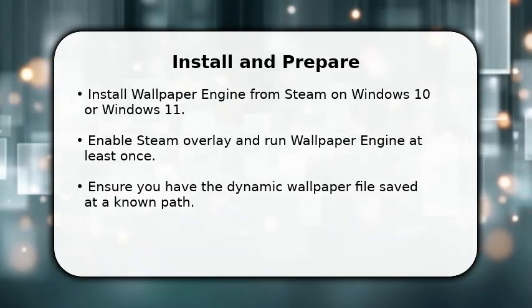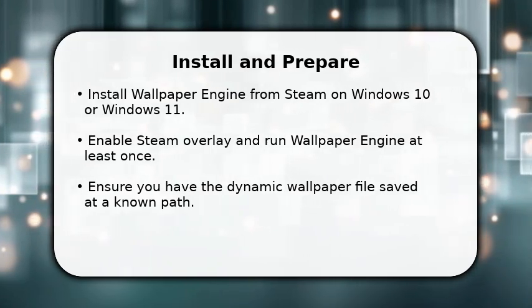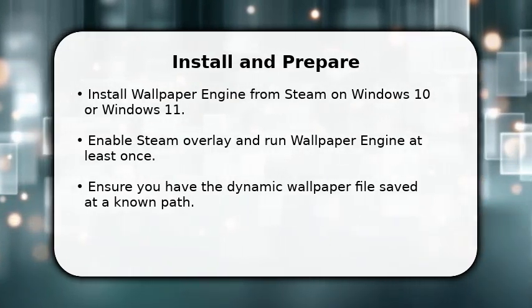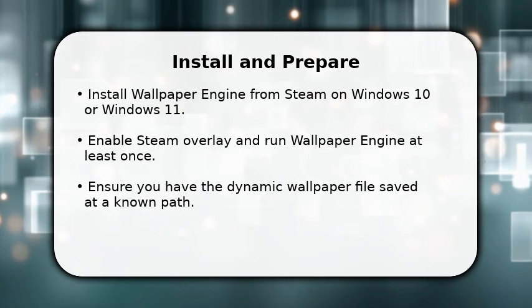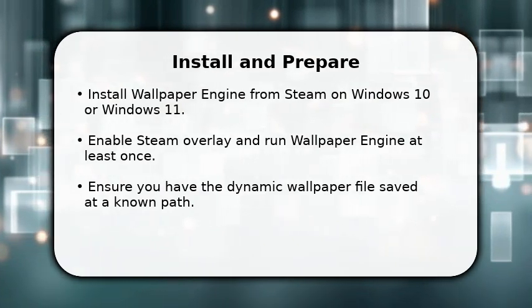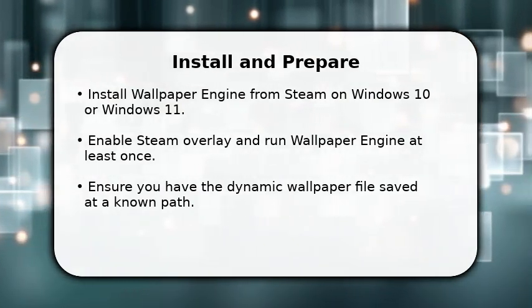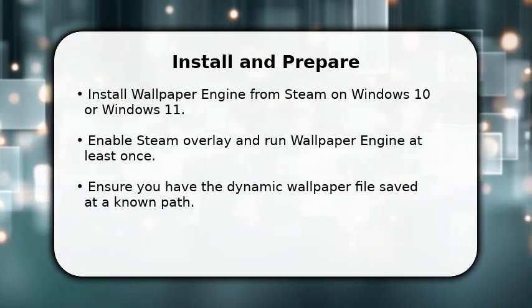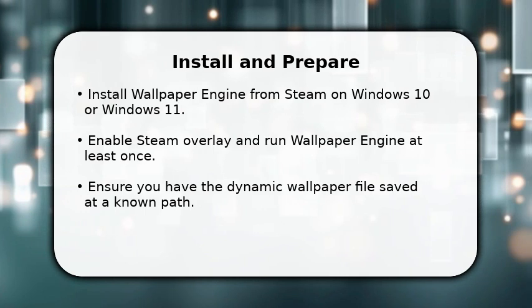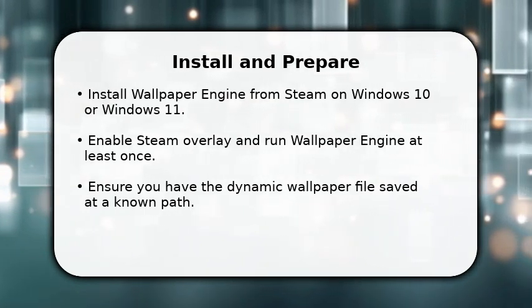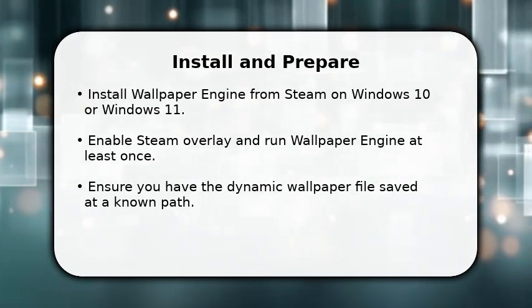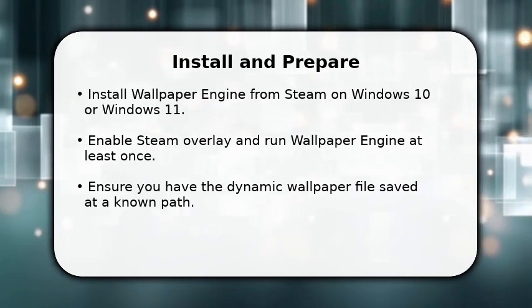Start by installing Wallpaper Engine from Steam on Windows 10 or Windows 11. Launch the app once to complete initial setup and enable the Steam overlay. Open Wallpaper Engine settings and confirm folder access to your pictures and videos. If you plan to use animated wallpapers, allow background activity and GPU acceleration.